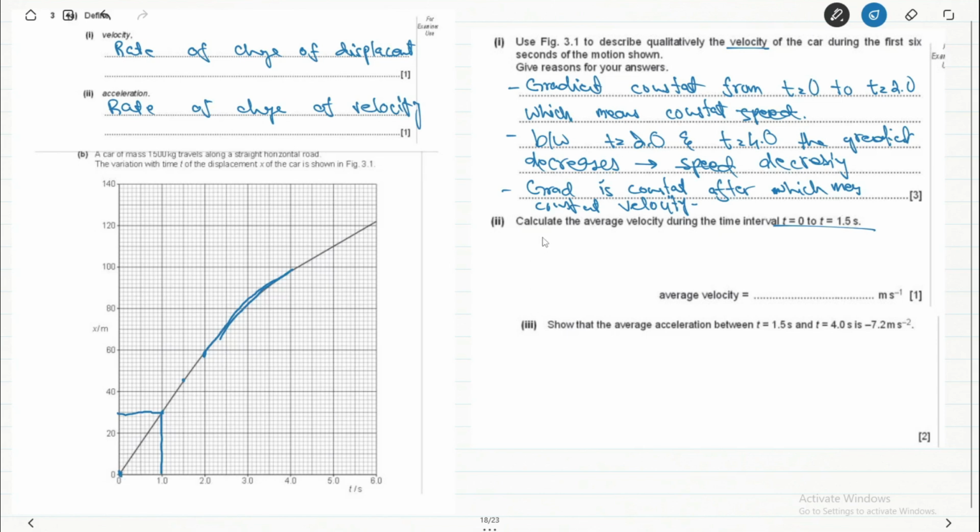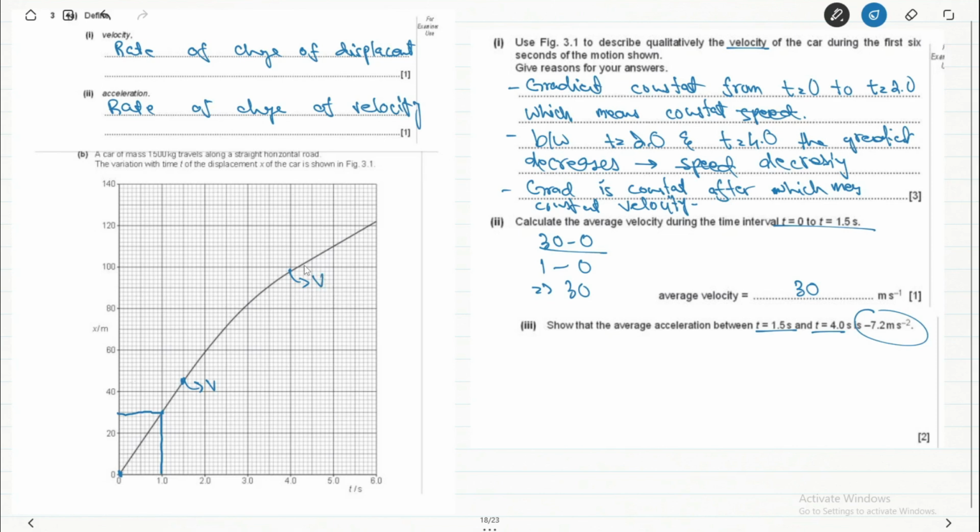Now, y2 minus y1, so y2 is 30 minus 0 divided by 1 minus 0. So average velocity is 30, right? Yeah. So for this part, show that the average acceleration between t equals 1.5 and t equals 4 is negative 0.72 meter per second squared. So what we do here now is just find the velocity at t equals 1.5, velocity here and velocity here, and apply the acceleration formula.